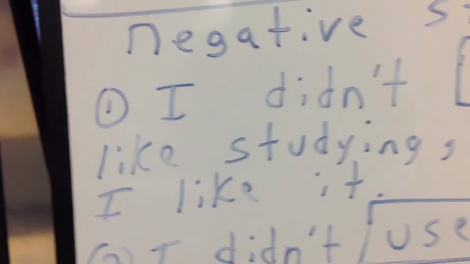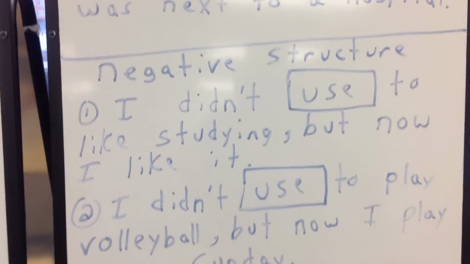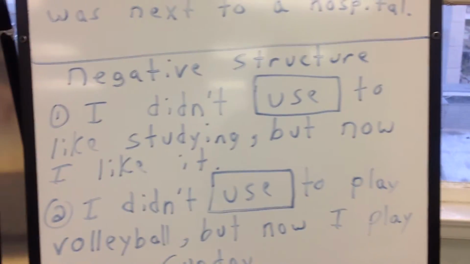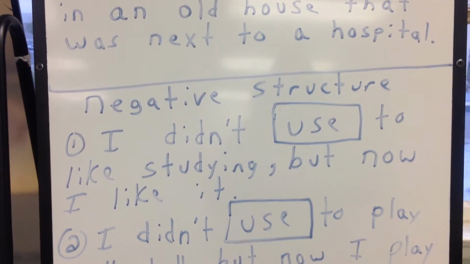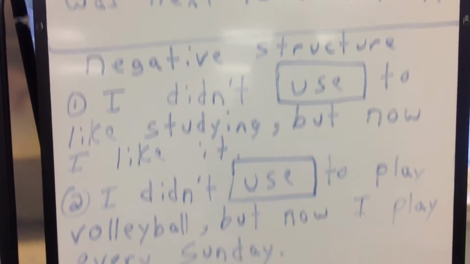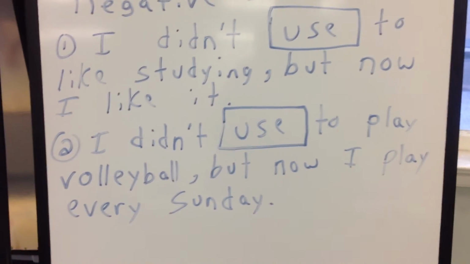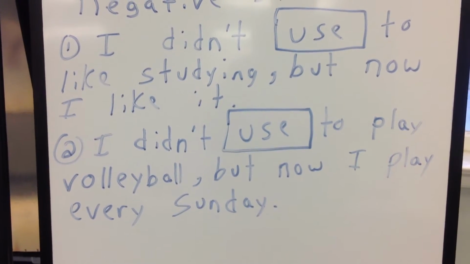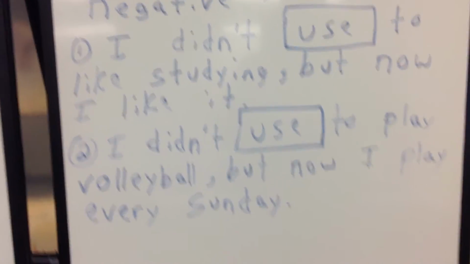Now, if you have a negative situation, the negative structure is: I didn't used to like studying, but now I like it. So that means in the past, you did not like studying, but now you like to study. Or, I didn't used to play volleyball, but now I play every Sunday. So again, in the past, I did not play volleyball, but these days, I like to play volleyball.